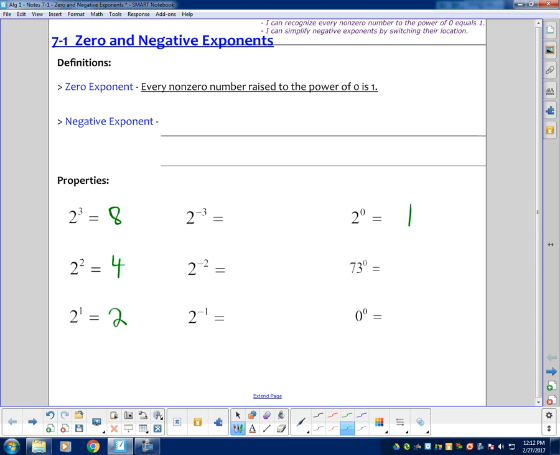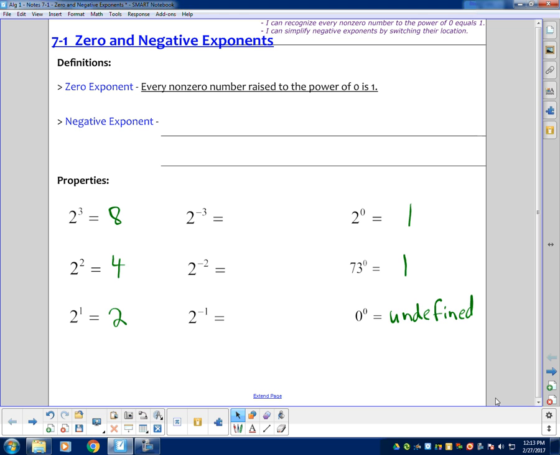Now, let's apply that to the next one. What's 73 to the 0? What's 2,343,000 to the 0? What's 0 to the 0? What does the definition here say? Every non-zero number. What's the problem here? It's a 0. So this is actually the one undefined case. For your purposes, just write undefined. I'm not going to explain what indeterminate is here. Now, let's go back to our table and see if we can continue the pattern.